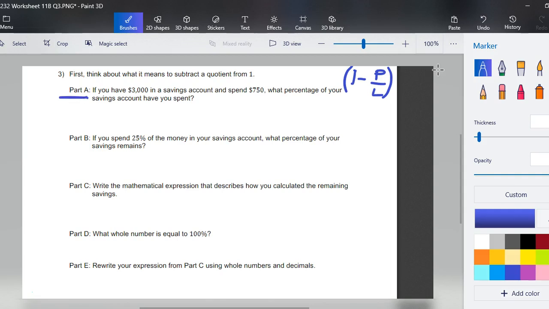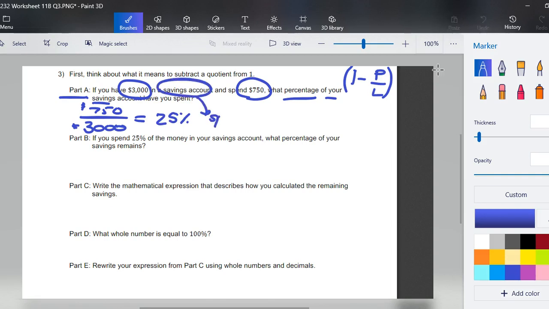Part A, by the way, if you haven't already, hit pause and work on this question by yourself, please hit pause and come back and join me later. If you have $3,000 in a savings account and you spend $750, what percentage of this $3,000 have you spent? Well, if I spent $750 of the $3,000, I'm going to divide it, and then multiply times 100 and say that I have spent 25% of my savings account. That has been spent.